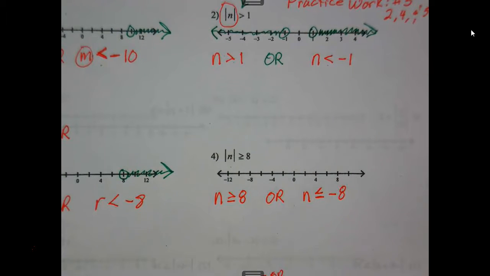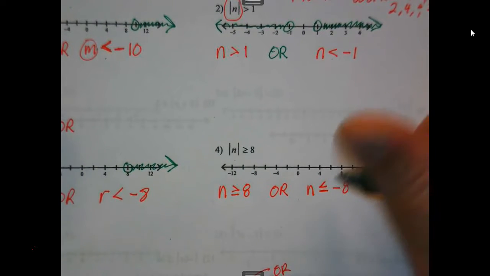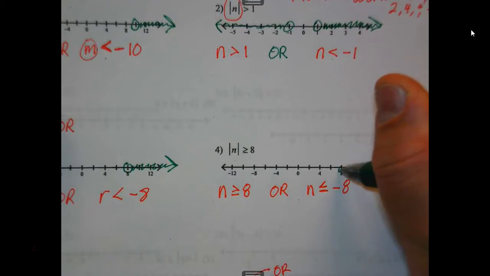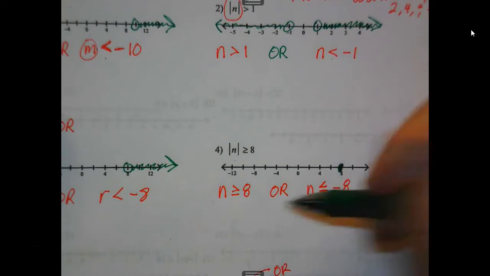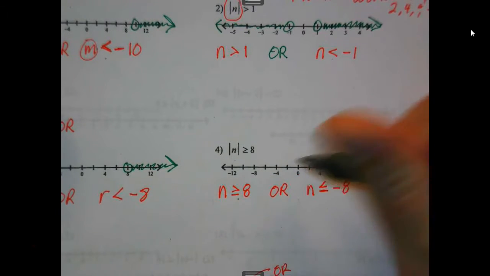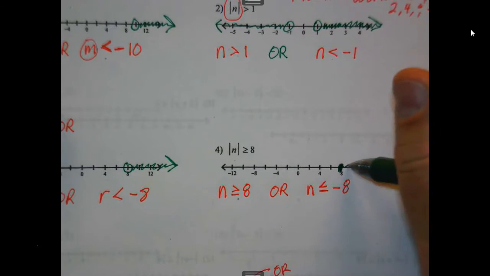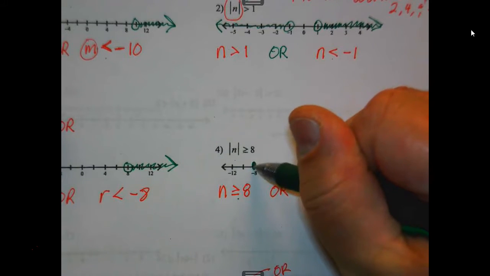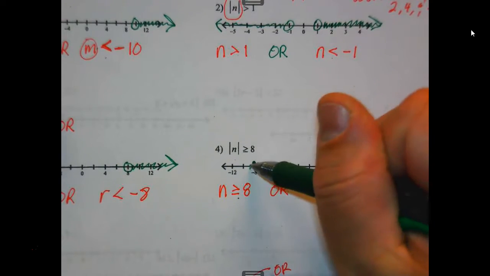Of course, they're going to get harder and harder. All right, +8. Closed circle this time because of that equal sign. Follow the sign. Shade everything to the right. -8. Closed circle. Shade everything to the left.